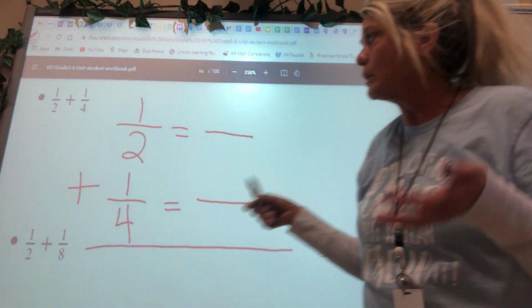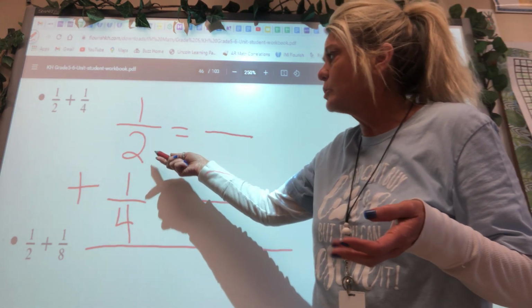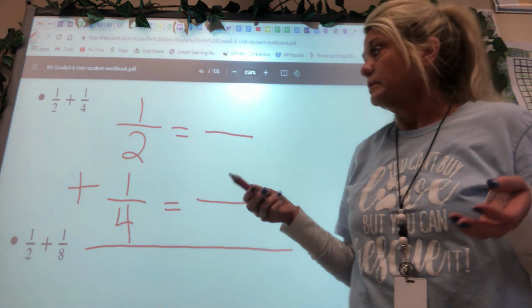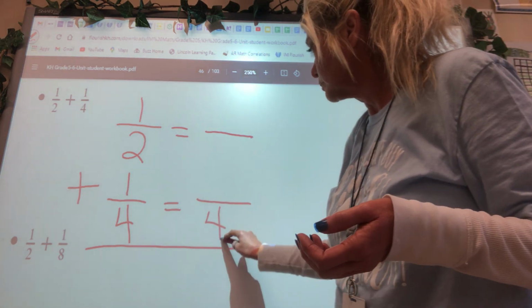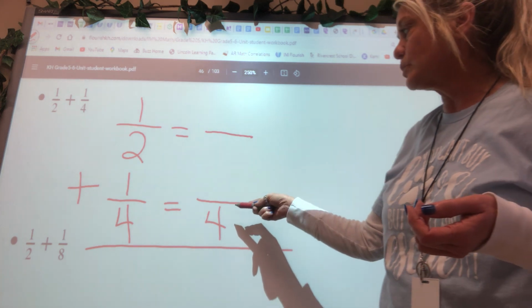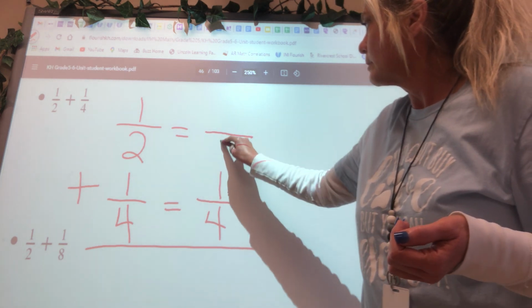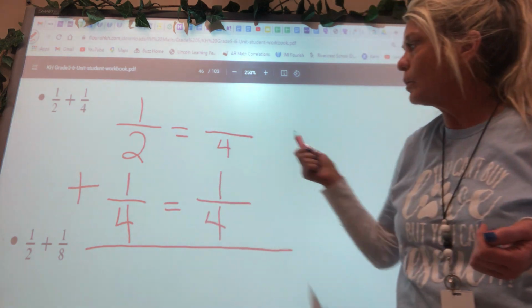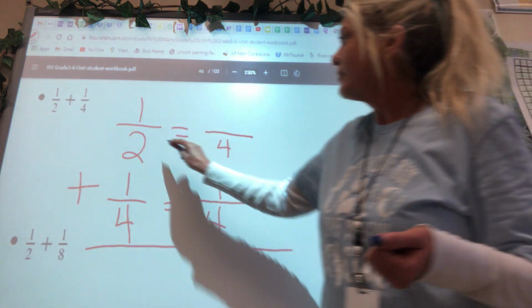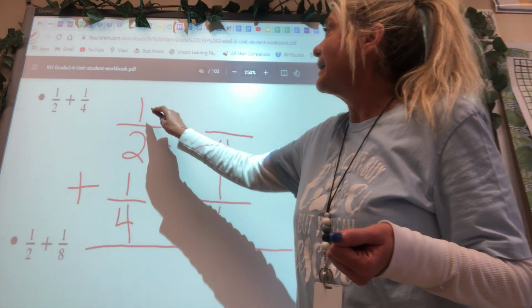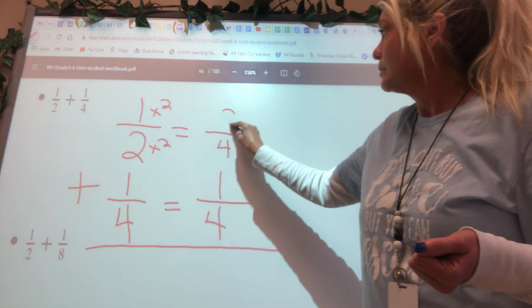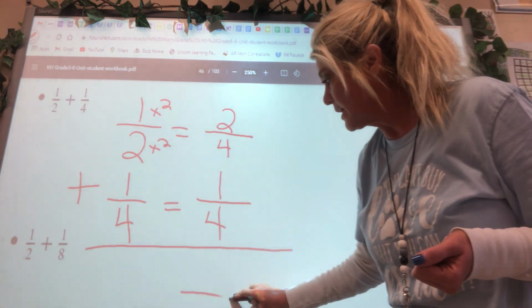So let's just stop and think. Will 2 go into 2? Yes. Will 2 go into 4? Yes. So what's the common denominator? 4. So I don't have to change this one, do I? No. What would I have to do to this 2 to get a 4? And if I had to do that to get that, I have to do it here. So this is 2/4.